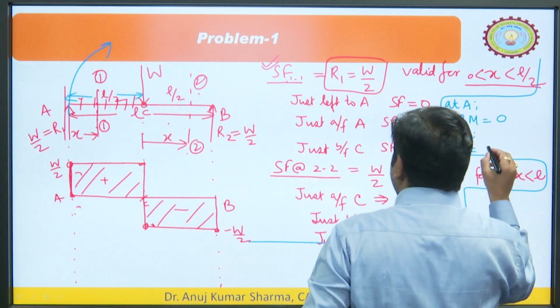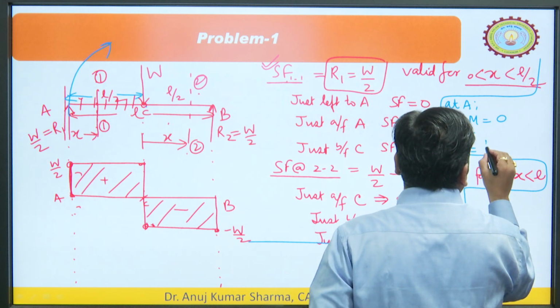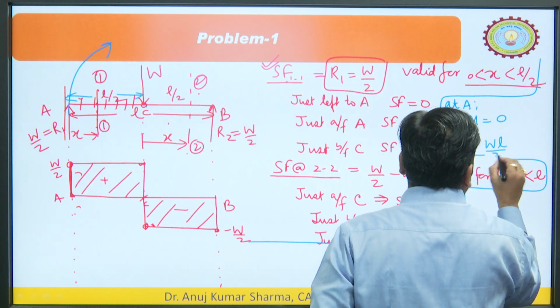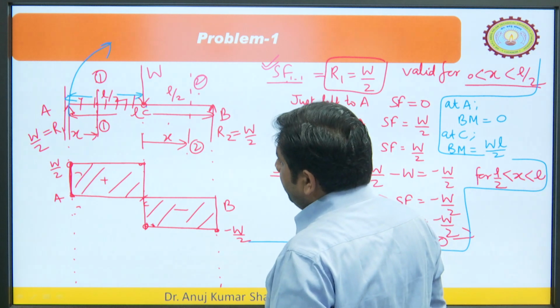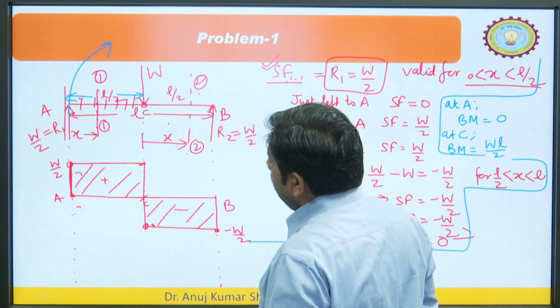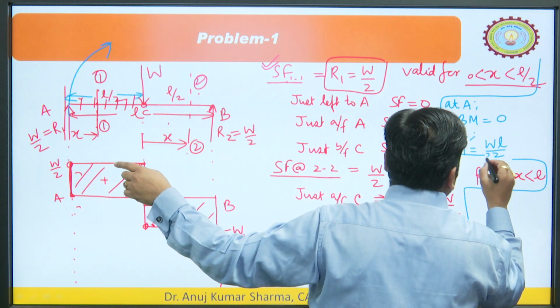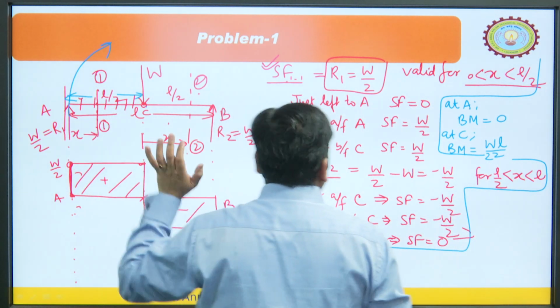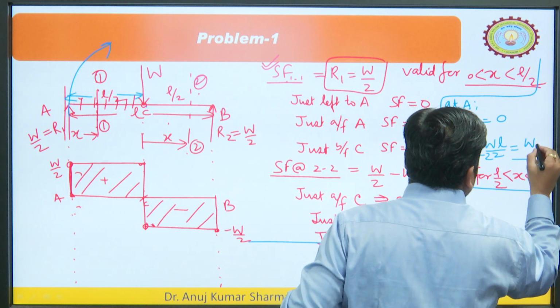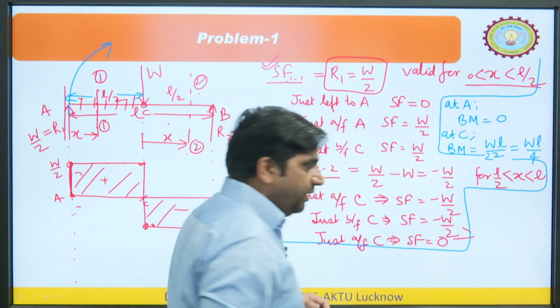So, what would be the bending moment? It would be W by 2 times the distance, which is L by 2. So, it would be equal to W L by 4, right.